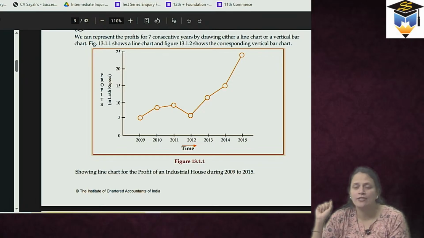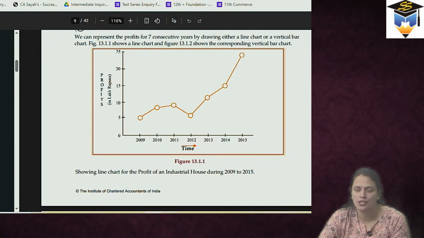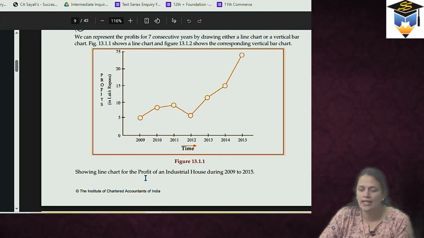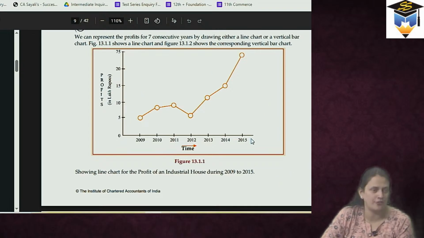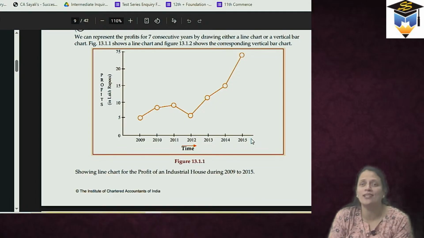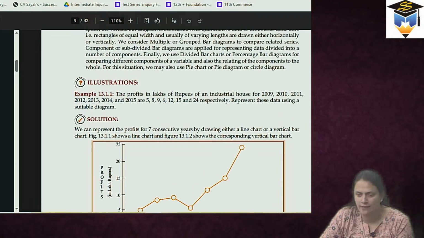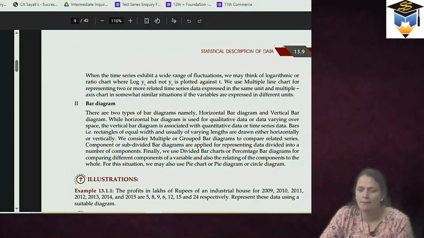Okay. So we can represent profits for 7 consecutive years by drawing either a line chart or a vertical bar chart. So showing line chart for the profit of an industrial house during 2009 to 2015. Just by looking at the diagram, it is very easy for us to understand what type of information is given to us, isn't it? Just by looking. So this is a line chart or a histogram. Next is a bar graph.